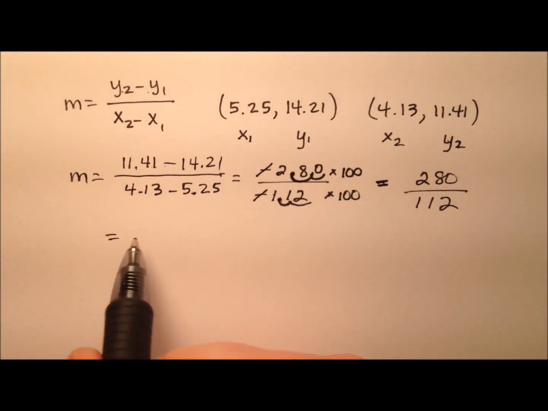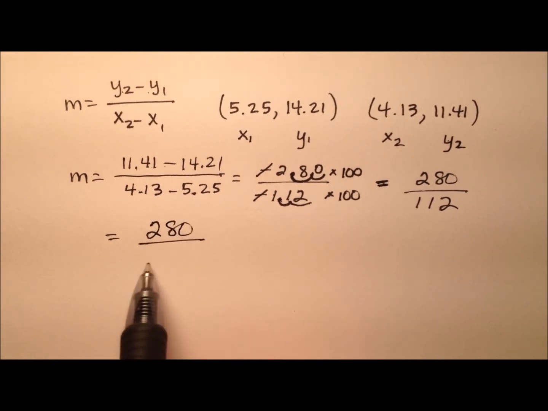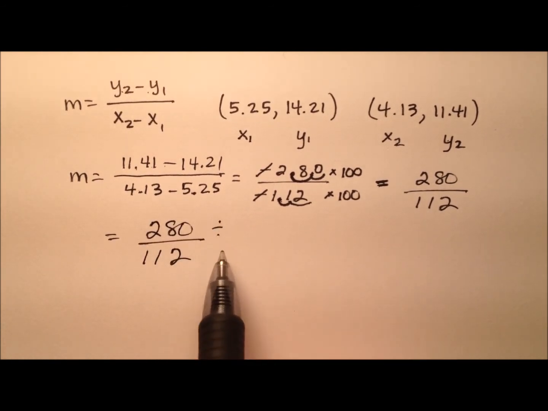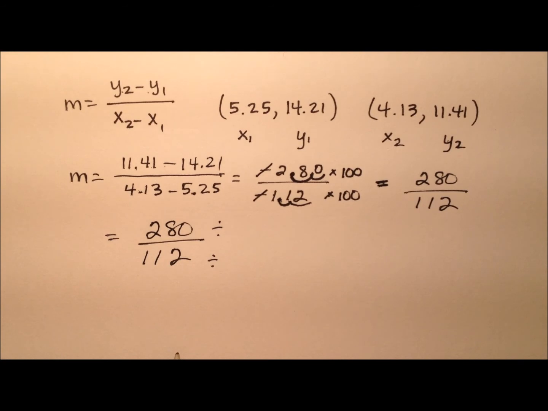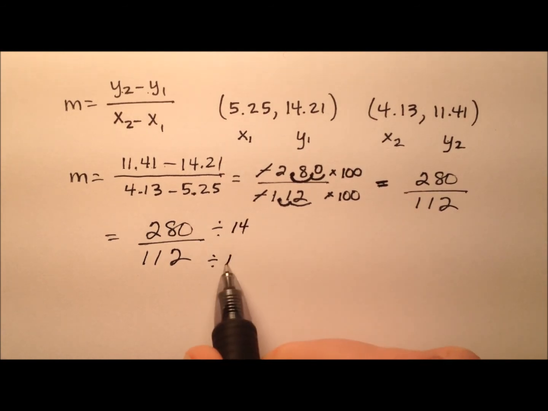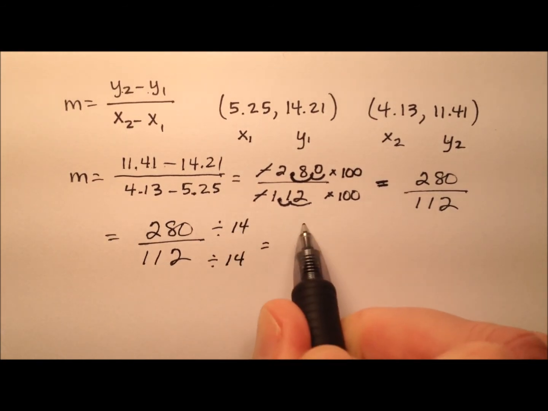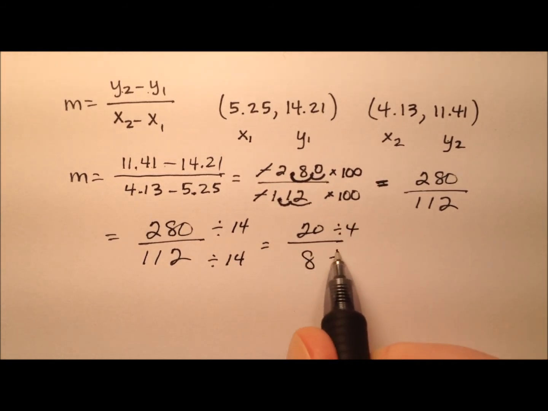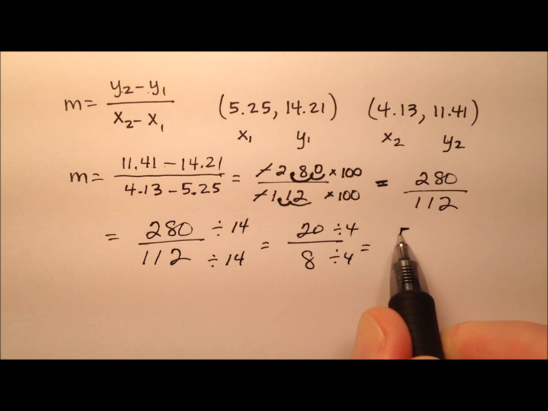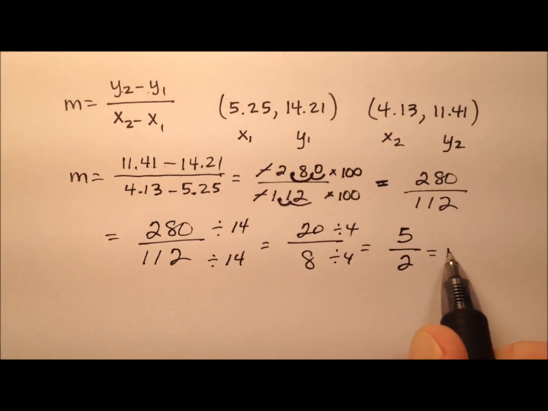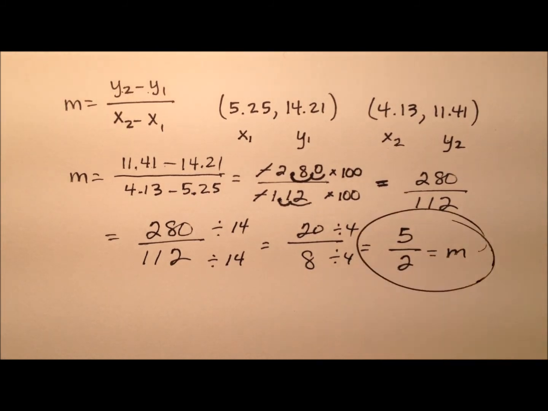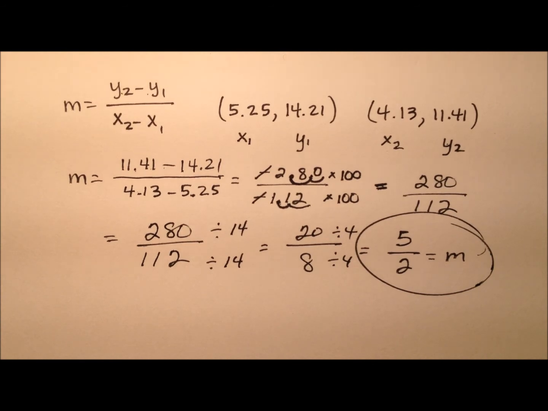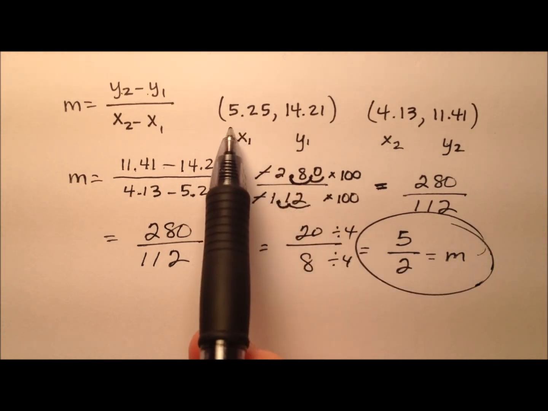Okay, so now I have 280 over 112, so it looks like I need to reduce this fraction, and it seems like I can divide a 14 at least out of the top and bottom, and that will give me 20 over 8. So actually I can take a 4 out of there, and that'll give me 5 over 2. And there's my slope.